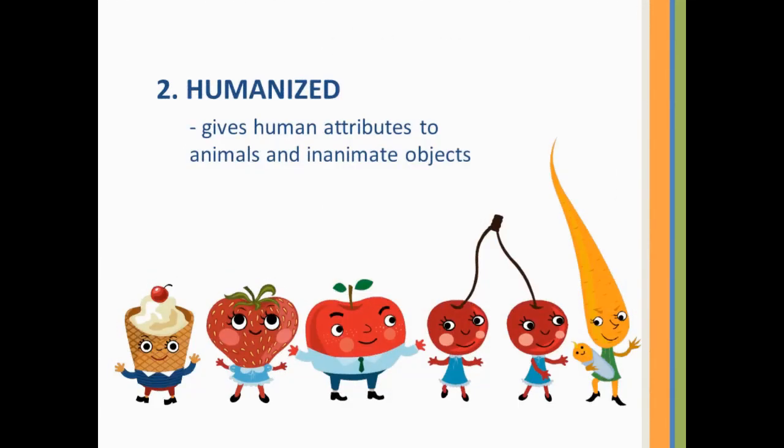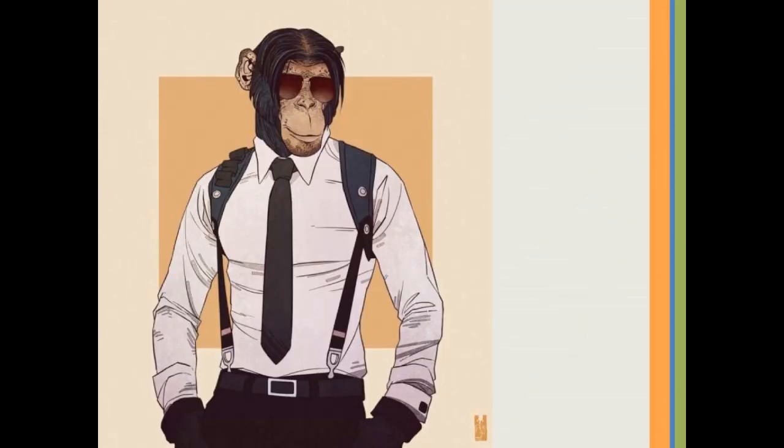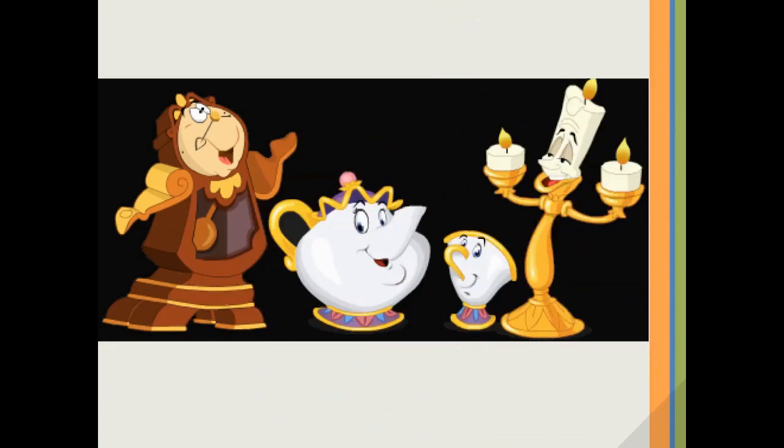The second type of illustration is called a humanized drawing. This type gives human attributes to animals and inanimate objects. We can do humanized illustrations by adding human features such as eyes, nose, arms, or feet to an object.